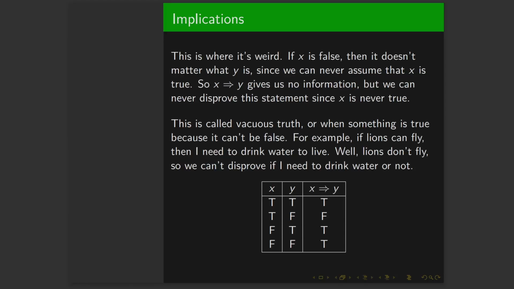And now this is where it gets really, really annoying with the third and fourth row when x is false. If x is false, it doesn't matter what y is because we never assume that x is true. If x is true, then y, whatever. Well, if x is never true, then the statement doesn't mean anything. There's nothing there. There's no information there at all. There's literally just nothing at play here. So x implies y gives us no information. And we can never disprove the statement because x is never true. If x is never true, how can you disprove that if x is true, then y is true?